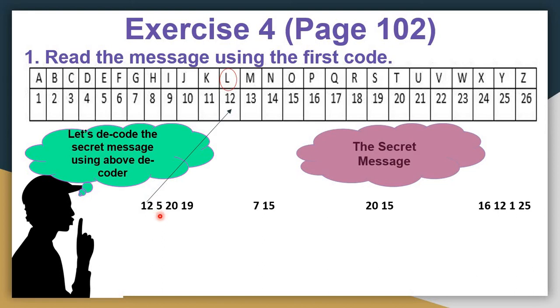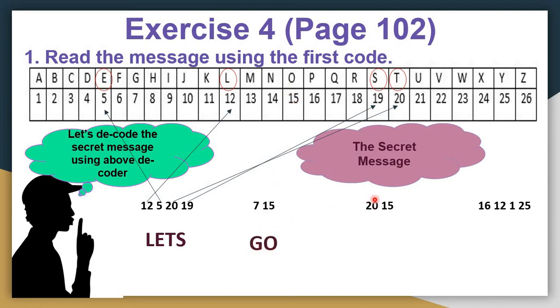And now let's look at number 5. The letter corresponding to number 5 is E. So we will write E here. Similarly, the letter corresponding to number 20 is T. So we will write T here, and the letter corresponding to number 19 is S. So our word becomes let's. Let's now move to the next part of it, number 7. So here G corresponds to number 7 and number 15. Here O corresponds to number 15. So the word becomes go.